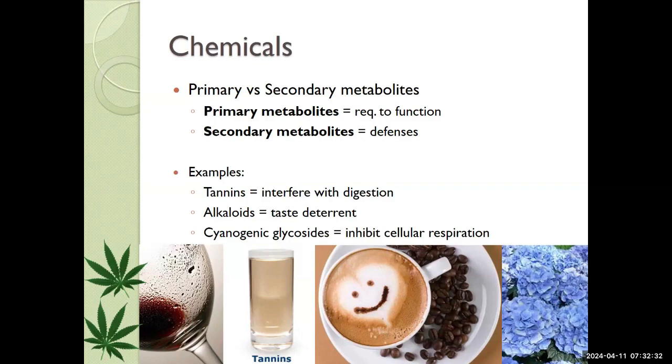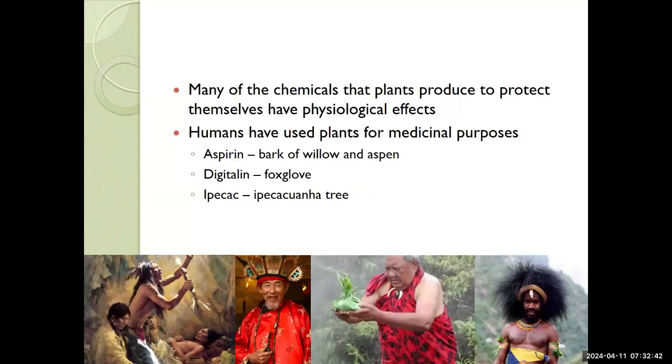Now, while these chemicals were created and maintained because they provided a selective edge, a means to survive, these chemicals can also be used by humans and have medicinal purposes. Aspirin comes from the bark of the willow and the aspen. Many indigenous tribes would chew the bark to release this naturally occurring fever reducer. Foxglove also produces digitalin, which slows the heart rate and acts as a blood thinner. Ipecac comes from the ipecacuanha tree, and it induces vomiting. It's really good for getting out a toxin or food poisoning issues.